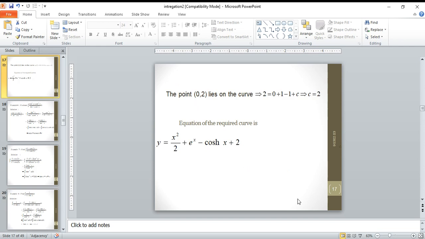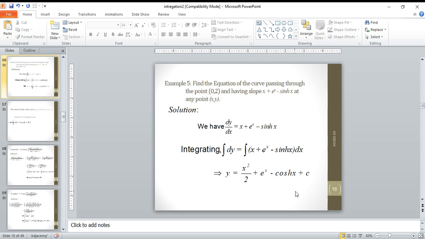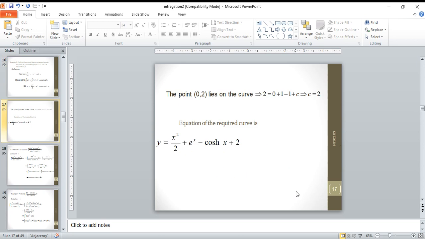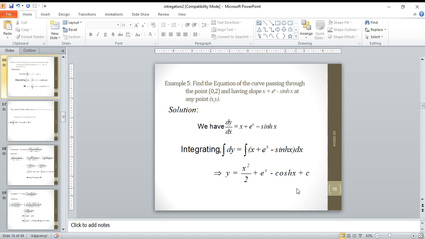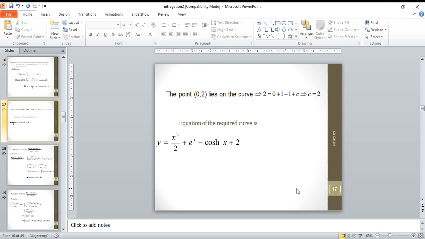So that is the answer. The point 0 comma 2 lies on the curve, so y equals 2. Use the 0 comma 2 values to find the constant c. Apply 0 comma 2 in the equation: y equals 2 and x equals 0. So 2 equals 0 plus e power 0, which is 1, minus cos hx. The formula for cos hx is e power x plus e power minus x by 2.